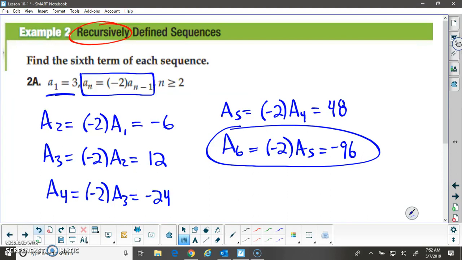So this is a recursive definition. A lot of people get really confused about this right here, n is greater than or equal to 2. That simply means you have to start off finding the second term or greater than that.